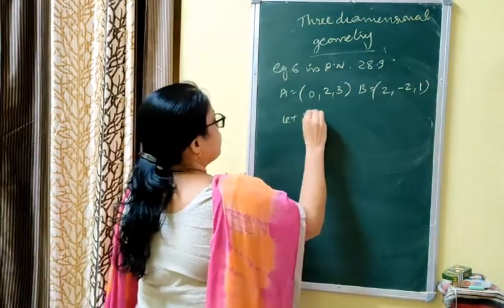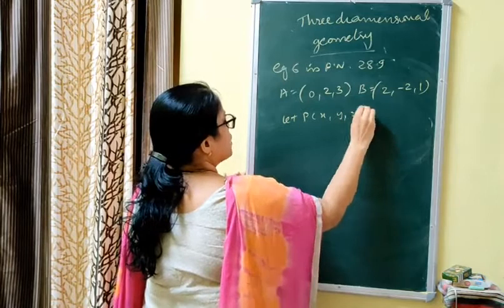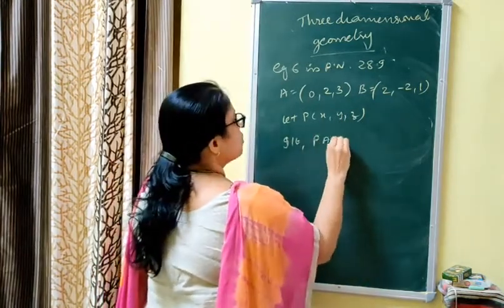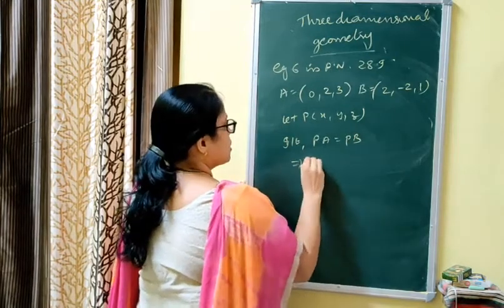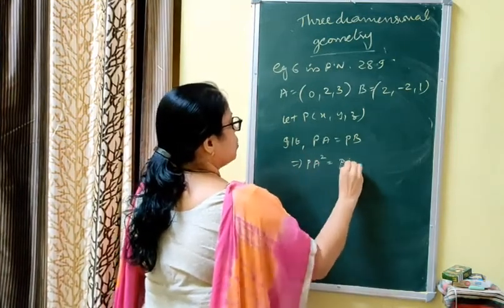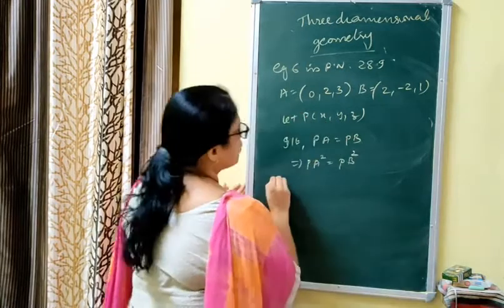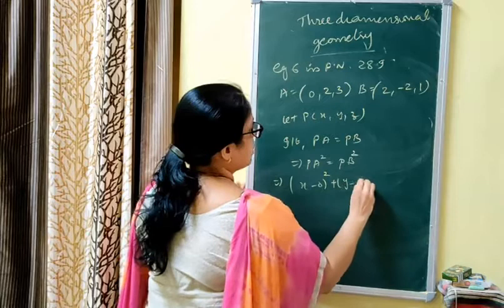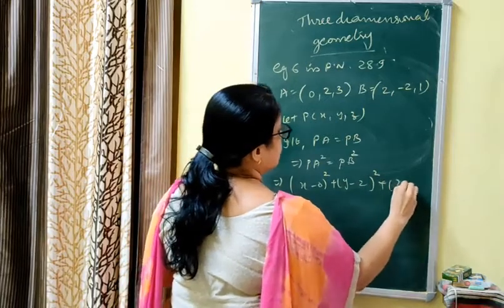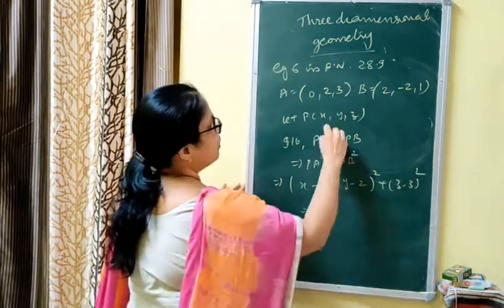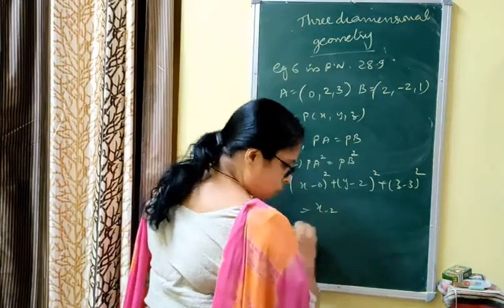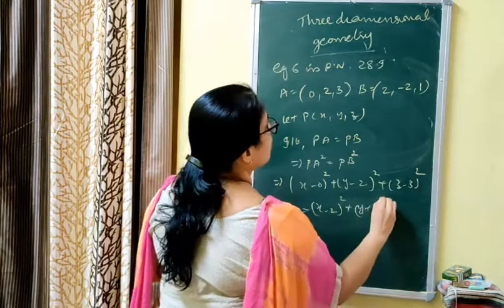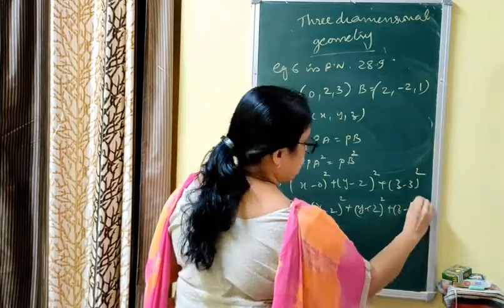Let the required point be P(x, y, z). Now, given that PA is equal to PB, that implies PA square is equal to PB square. By applying the distance formula, you will get (x minus 0) whole square plus (y minus 2) whole square plus (z minus 3) whole square is equal to PB, which is (x minus 2) whole square plus (y plus 2) whole square plus (z minus 1) whole square.